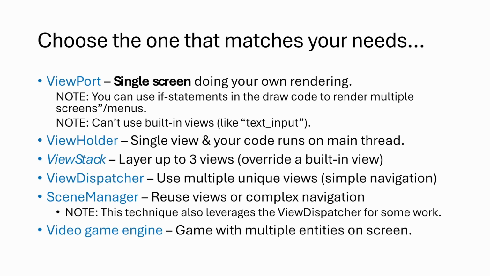So again, if it's a custom UI and a single screen, probably ViewPort is a good solution. However, if later you're going to want text input, you may want to use a ViewDispatcher instead. Very few applications are currently using ViewHolder, but again, if you just had a simple console app that you wanted to add a little bit of UI to, then a ViewHolder may be a good solution for you.